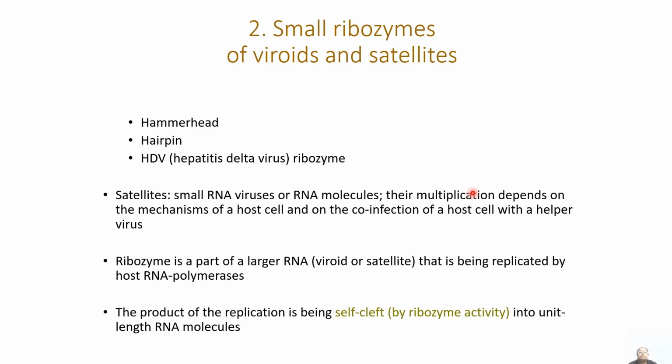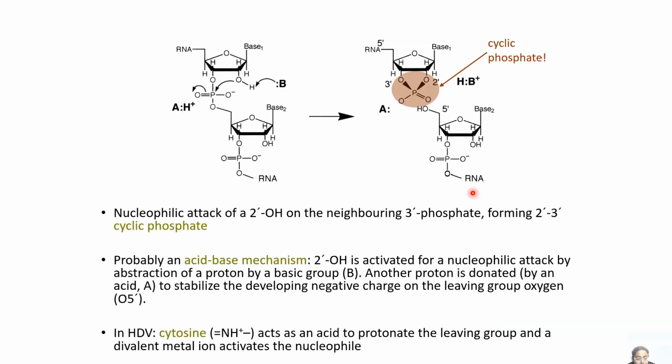The small ribozymes of virions and satellites: hammerhead, hairpin, HDV or the hepatitis delta virus ribozyme. Satellites are small RNA viruses or RNA molecules. Their multiplication depends on the mechanisms of a host cell and on the co-infection of a host cell with the helper virus. Ribozyme is a part of a larger RNA virion or satellite that is being replicated by host RNA polymerases. The product of the replication is being self-cleaved by ribozyme activity into unit length RNA molecules.